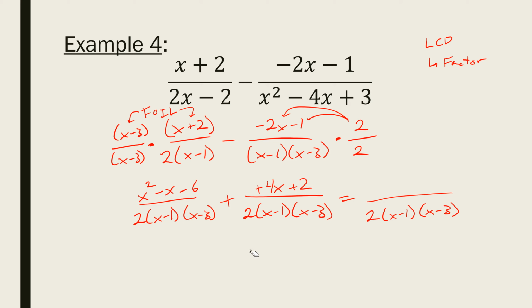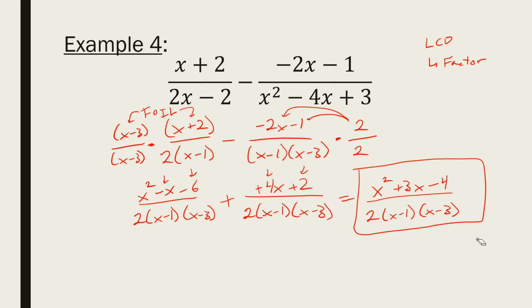So speaking of combining like terms, x squared, I have a negative x and a plus 4x. And remember, I'm adding them, so I can kind of just do this mindlessly. I'll get plus 3x. Then I have a minus 6 plus 2, which is minus 4. Okay, great. Now here's the deal. Like I said, this could be the final answer, but I need to look to see if I can factor it. And as it turns out, it looks like I really can factor the top.